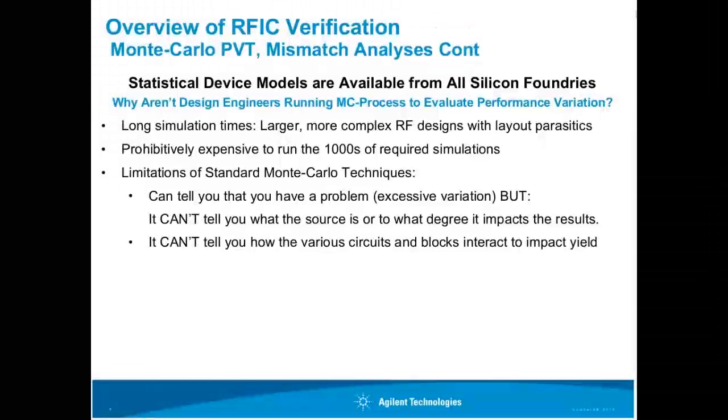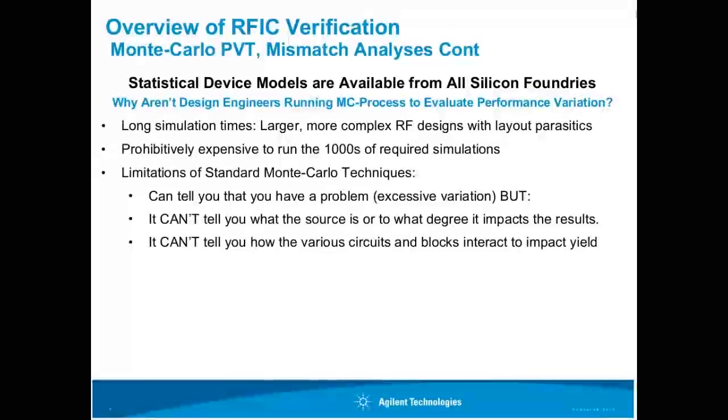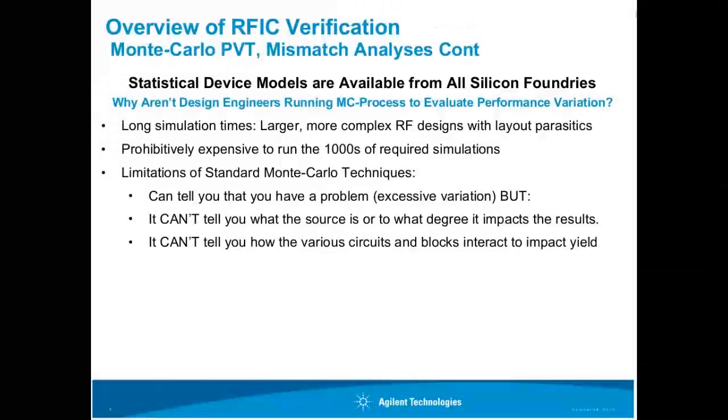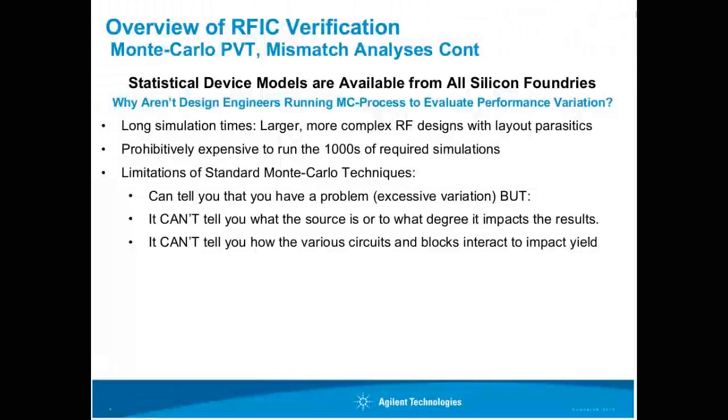So you can run these techniques, and we have customers that do this very successfully, and it'll tell you you've got performance variation that's unacceptable based on the specifications that you have, but you know what? Monte Carlo doesn't tell you what to do about it. It doesn't identify by itself the sources of the things that are driving the variation, the degree that they impact results, or how various blocks actually interact together to impact yield. And that results in over-design or over-optimization or misoptimization.